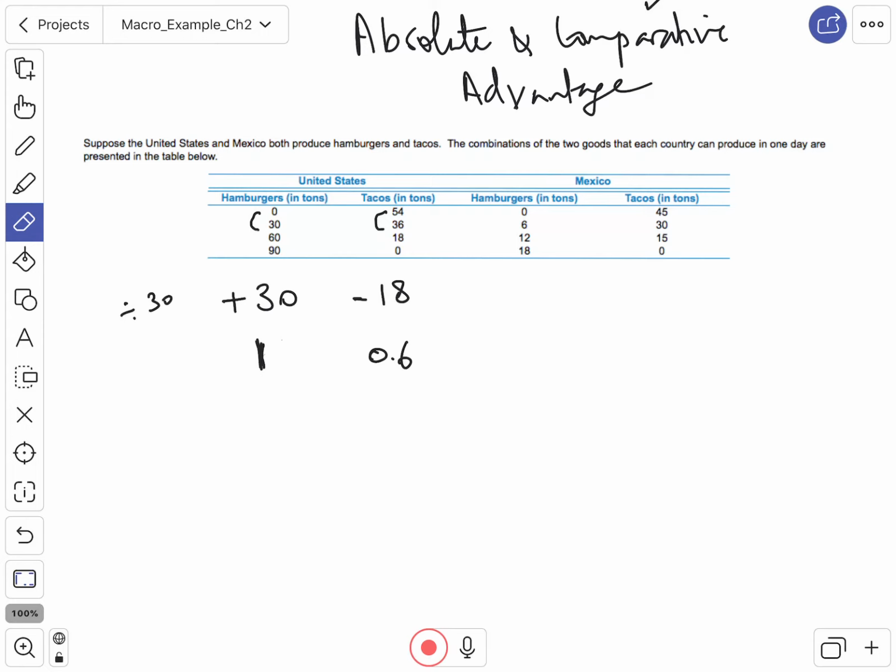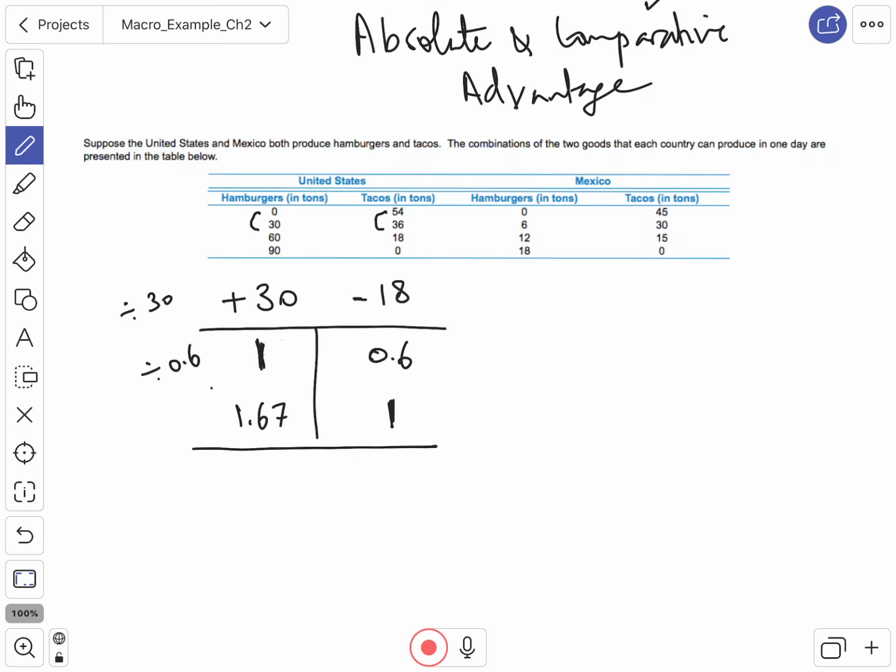To think about it the other way, what about 1 unit in production of tacos? If I divide both sides here by 0.6, I get the following line, which means that 1 unit of tacos is equal to 1 over 0.6, which is 1.67 tons of hamburger. You can put this into a table here, and this is related to the amount of production for each good and how much you will lose from the other good. This is for USA.